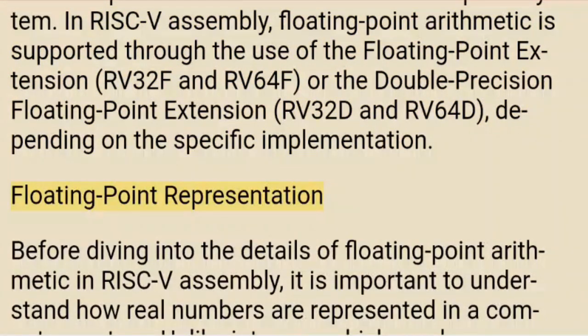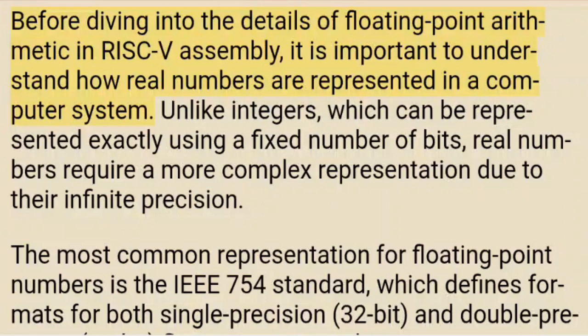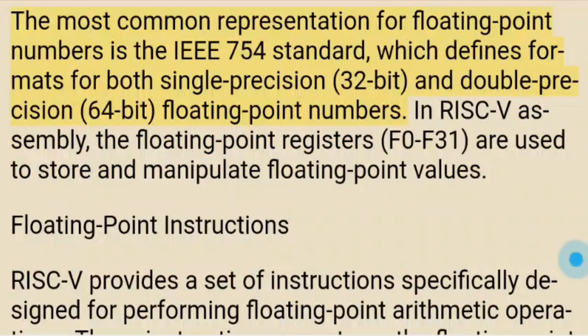Floating point representation. Before diving into the details of floating point arithmetic in RISC-V Assembly, it is important to understand how real numbers are represented in a computer system. Unlike integers, which can be represented exactly using a fixed number of bits, real numbers require a more complex representation due to their infinite precision. The most common representation for floating point numbers is the IEEE 754 standard, which defines formats for both single precision (32-bit) and double precision (64-bit) floating point numbers. In RISC-V Assembly, the floating point registers F0 to F31 are used to store and manipulate floating point values.